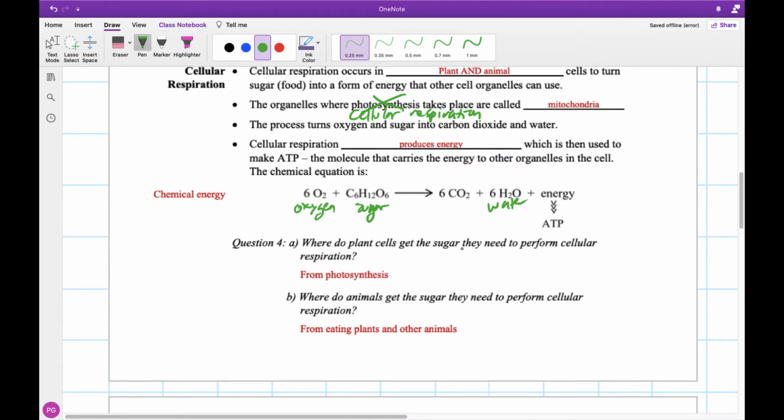Where do plant cells get the sugar they need to perform this cellular respiration? From photosynthesis. And where do animals get the sugar they need? From eating other plants or other animals.